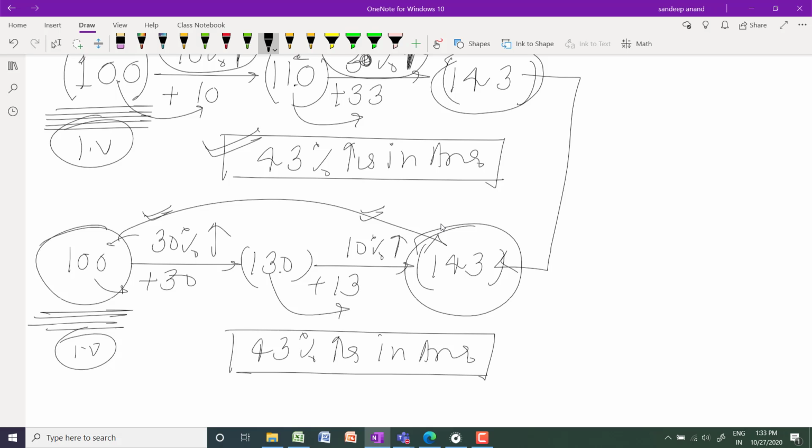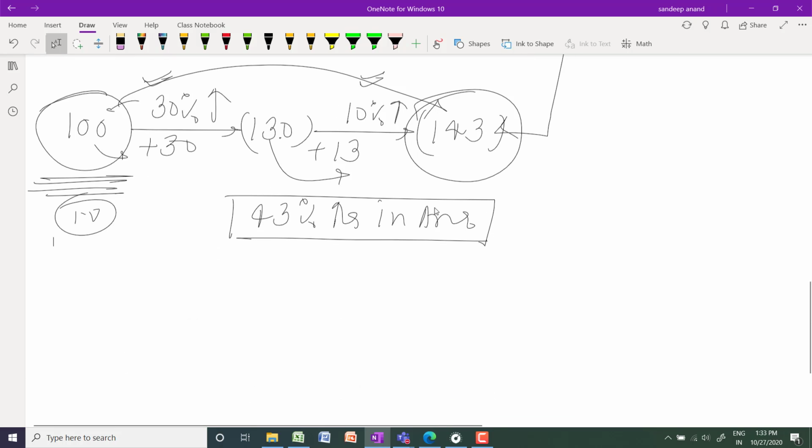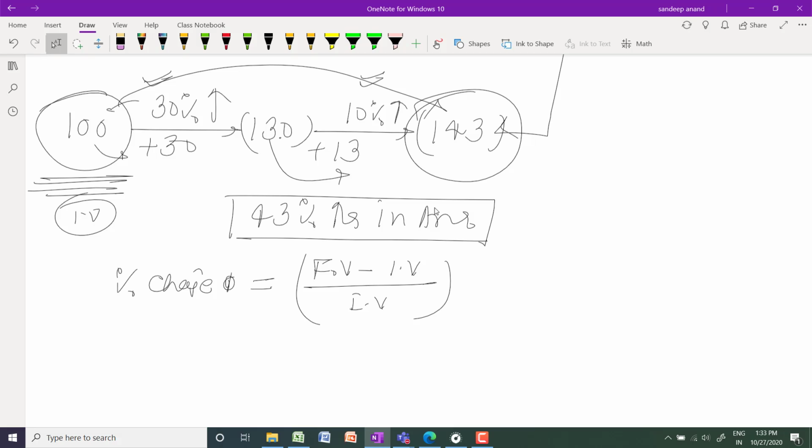But if your base is other than 100, then the actual formula for percentage change is what I am writing over here. The formula to calculate percentage change is written like this: final value minus initial value divided by initial value, into 100. What is FV? FV means final value. What is IV? IV means initial value.